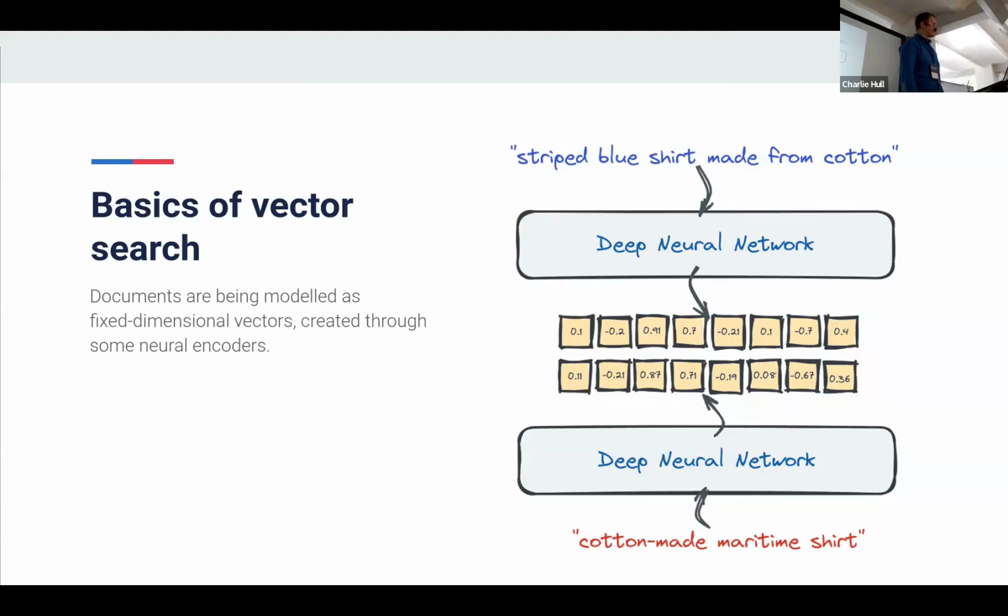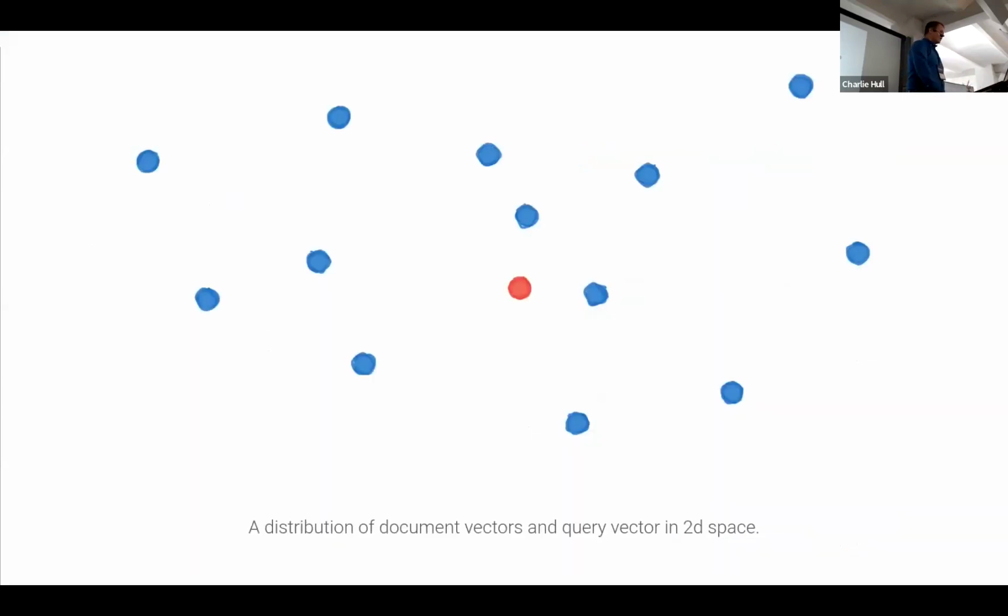So a striped blue shirt made from cotton should be somehow similar or even identical to a cotton-made maritime shirt, even though the words that you used are completely different. Not completely, but they are different. So if you compare the numbers at every single position, we have similar values. Overall, if we compare the distance between those two vectors generated by the same model, they should be pretty close to each other.